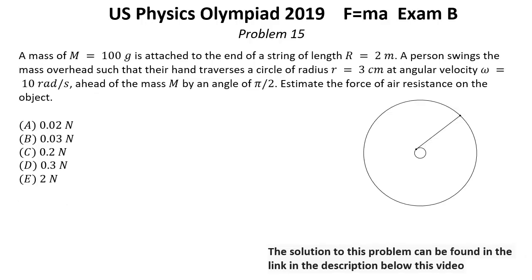Problem number 15. A mass m equal 100 gram is attached to the end of a string of length r equal 2 meters. A person swings the mass overhead such that their hand travels a circle of radius small r equal 3 centimeters at angular velocity omega equal 10 radians per second ahead of the mass m by an angle of pi over 2. Estimate the force of resistance on the object.